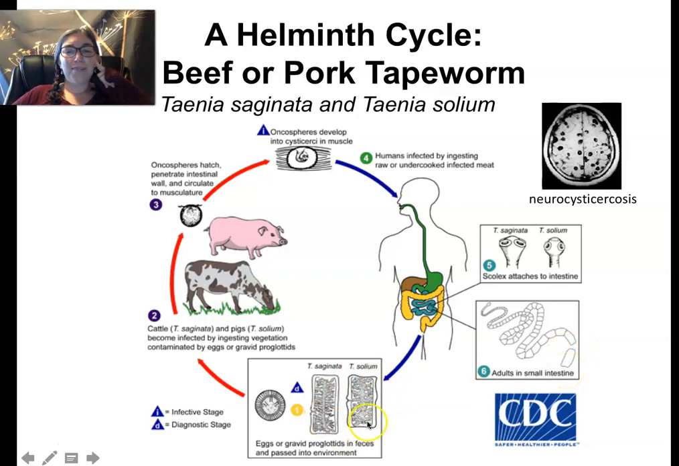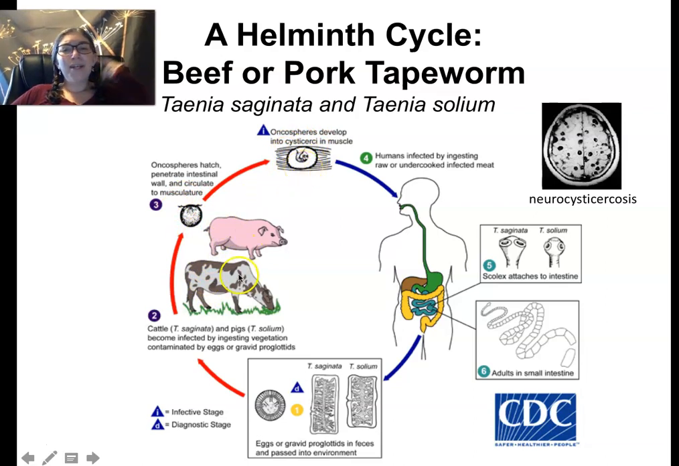So this segment, this proglottid, is actually full of thousands of these little eggs. And so they are passed in the stool, and the stool can find its way into soil or plants or animal feed, and the animals eat it. The animals become infected, and when the eggs hatch in the animals, the larvae travel to the muscle tissue and form these cysts in the muscles.